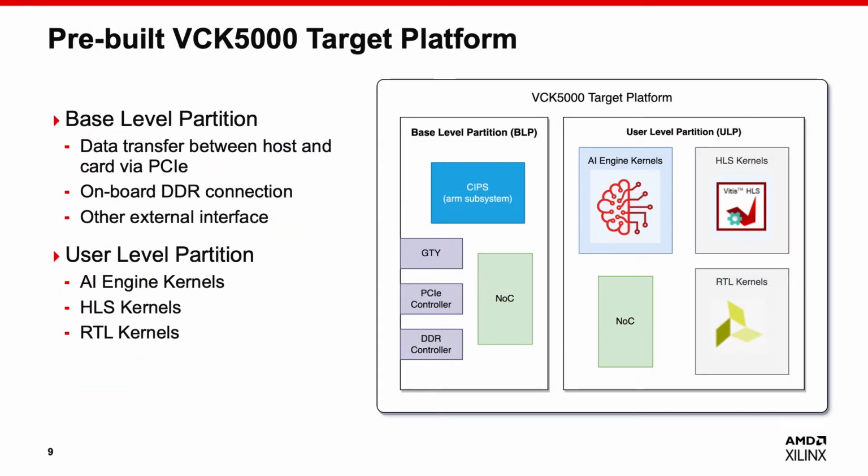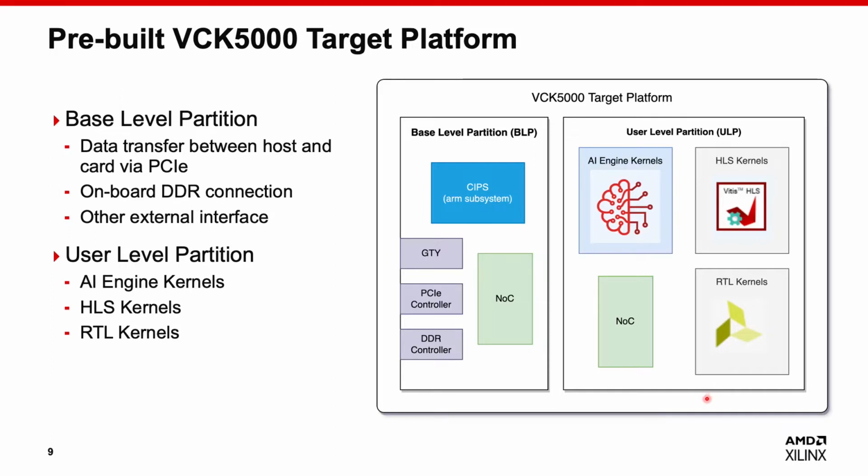VCK5000 is fully supported by the Vitis Unified Software Platform. The topology of the VCK5000 hardware target platform is divided into 2 partitions, namely the base level partition and the user level partition. The base level partition is pre-built by Xilinx and handles basic data transfer tasks, such as onboard DDR access and PCI Express communication with host.